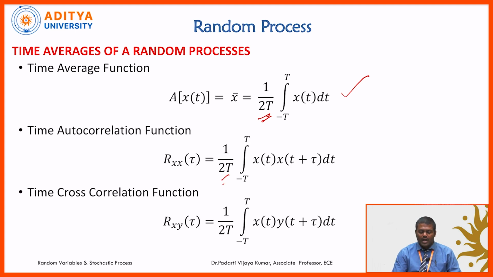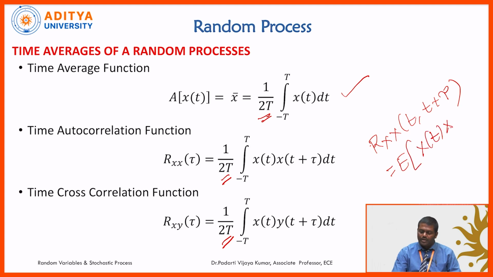Autocorrelation function also, averaging is based on the time parameter. Cross correlation function. In general, if it is an ensemble autocorrelation function, how do we write? Rxx of t comma t plus tau is equal to expectation of x of t into expectation of x of t plus tau. Okay, simply we do like that, but here we are computing the time averages.